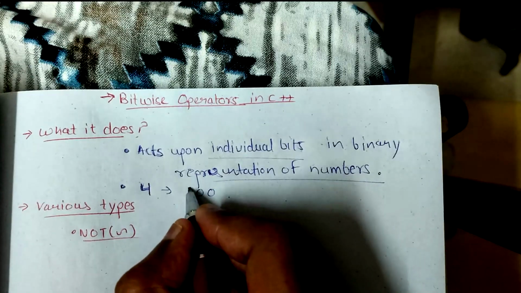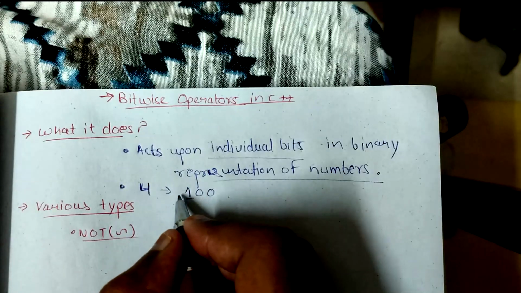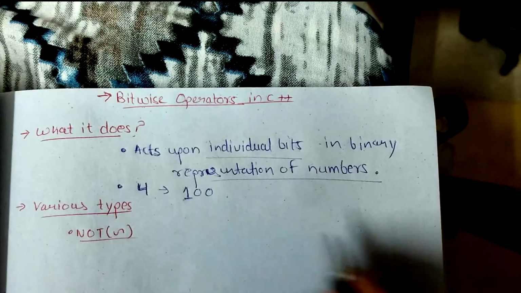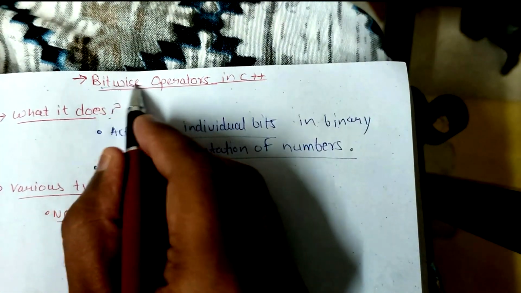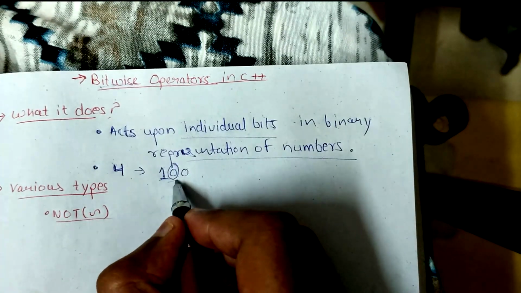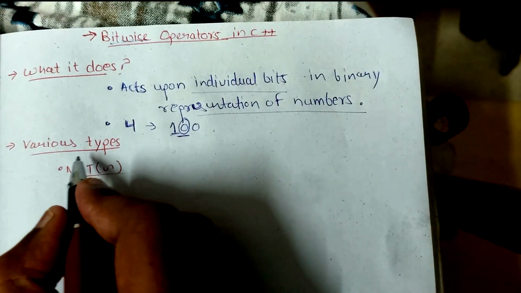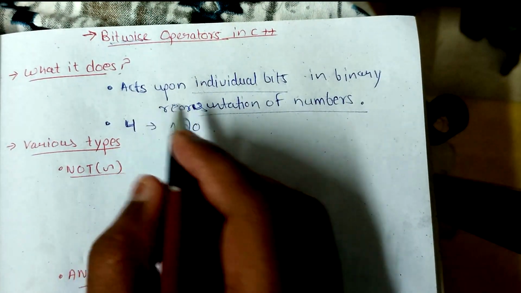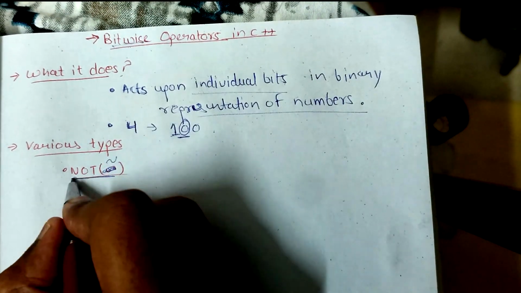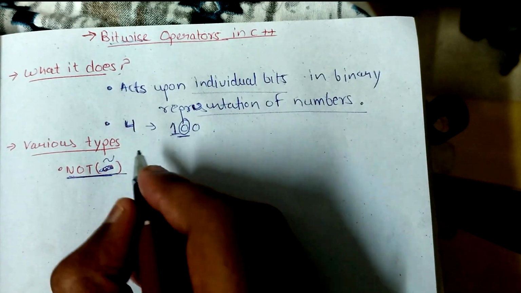So if you don't have any idea how to convert this, you may look up this thing before continuing in the video. So these bitwise operators would act upon these individual bits of numbers. So there are various types of bitwise operators. The first one is NOT. So the NOT bitwise operator flips each bit of the number.